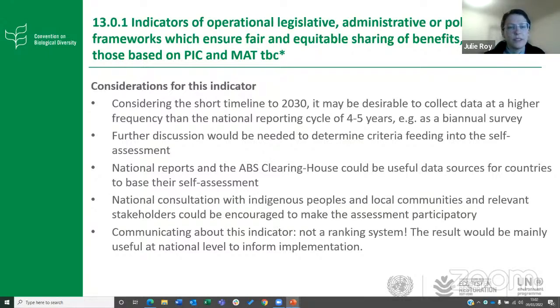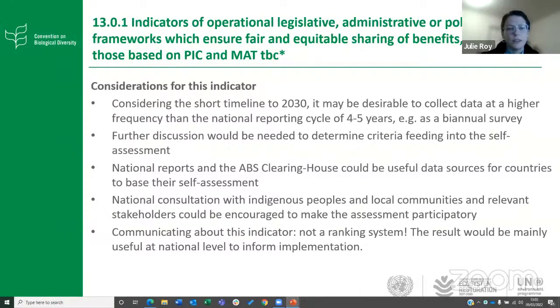So I mentioned, this is like a composite indicator. We definitely need to discuss more with parties and stakeholders about which criteria would be appropriate to assess ABS frameworks. But a lot of information on national implementation is already available through national reports and the ABS Clearing-House, for example. So there's already a lot of useful sources of information for countries to use. And we would also encourage consultative, participatory processes in filling out this survey, especially with IPLCs, if your country has them, or relevant stakeholders involved in ABS implementation.